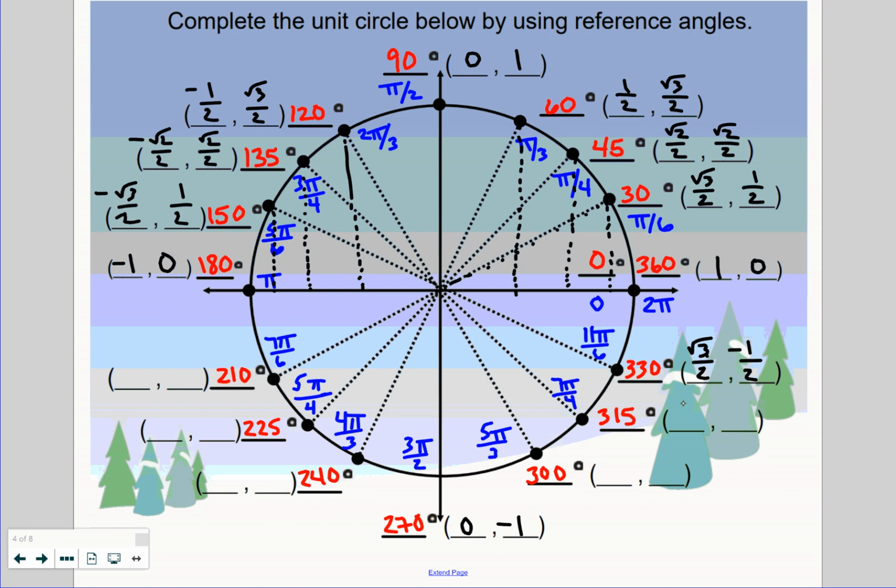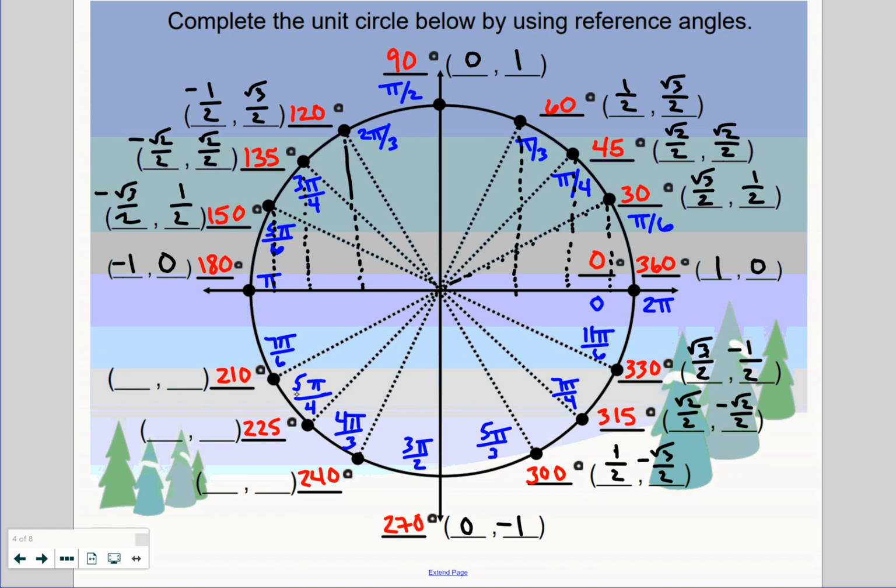315 is 45 degrees away. So I use my 45-degree point, rad 2 over 2. And then my y will be a negative, rad 2 over 2. 300 is 60 degrees from the x-axis. Guys, notice everything is based off the x-axis when we're talking about this stuff. So 1/2, rad 3 over 2. And again, my y is negative.